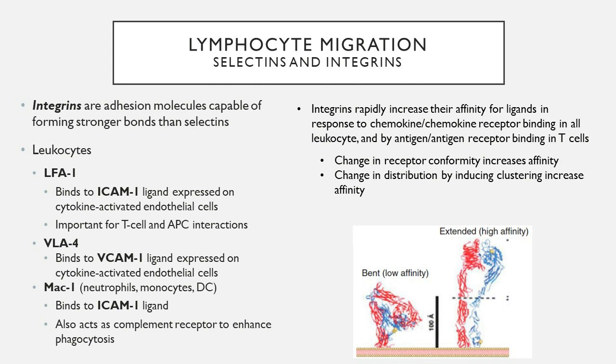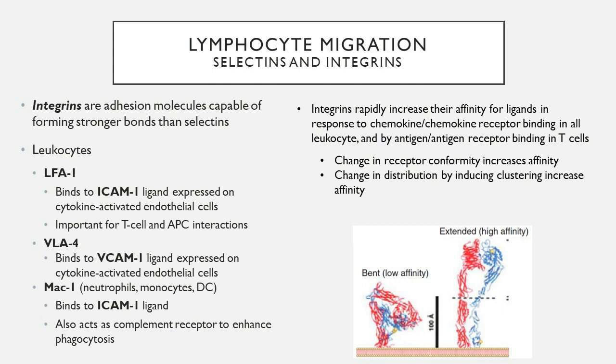Another notable one is the very late antigen 4 and its adhesive molecule, vascular cell adhesion molecule 1, VCAM, which is just expressed on cytokine-activated endothelial cells, so it helps these cells migrate into sites of inflamed tissues. And then a third one I want to bring up is MAC1, which is expressed on neutrophils, monocytes, and dendritic cells, in general, most phagocytes.